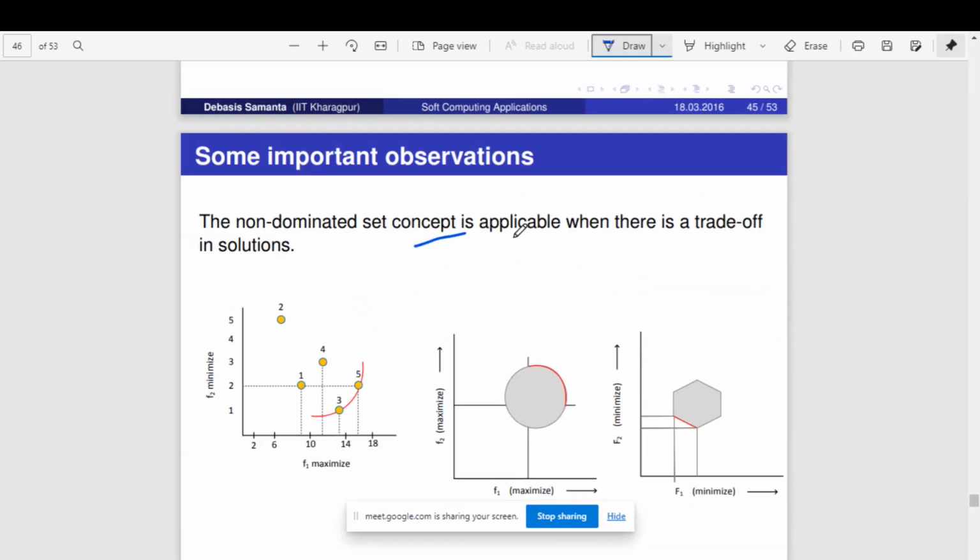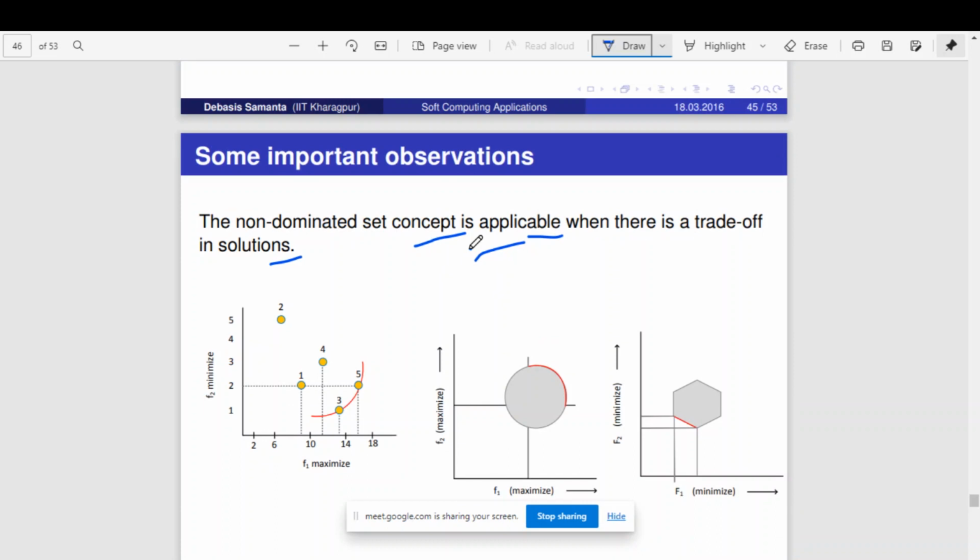The non-dominated set concept is applicable when there is a trade-off in solutions. Trade-off means it's not an ideal case. That is, when you improve one thing, the other thing will come down. That is called a trade-off.